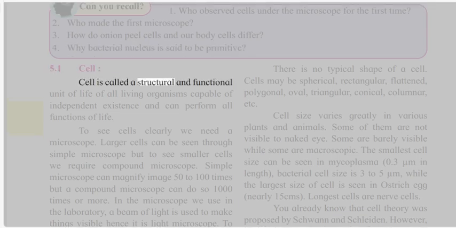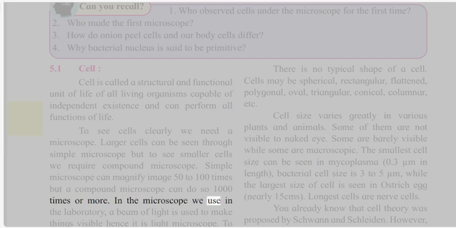5.1 Cell. Cell is called a structural and functional unit of life of all living organisms, capable of independent existence and can perform all functions of life. To see cells clearly we need a microscope. Larger cells can be seen through a simple microscope, but to see smaller cells we require a compound microscope. A simple microscope can magnify an image 50 to 100 times, but a compound microscope can do so 1000 times or more.